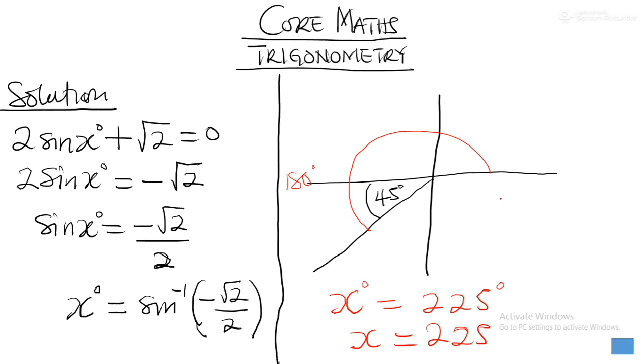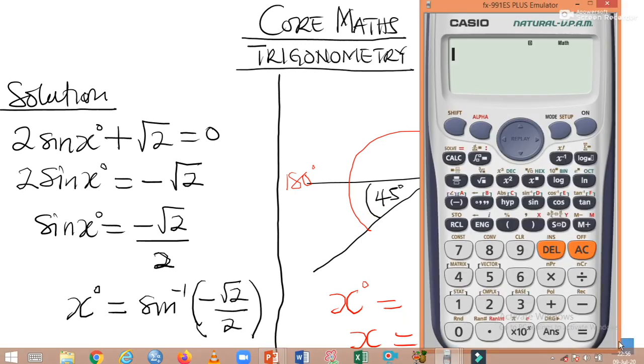So student, this is how we look at this one. Getting a negative value of angle with sine inverse means that it's below the x-axis, and we use the 45 as our reference angle. Good. We can also check from the calculator.